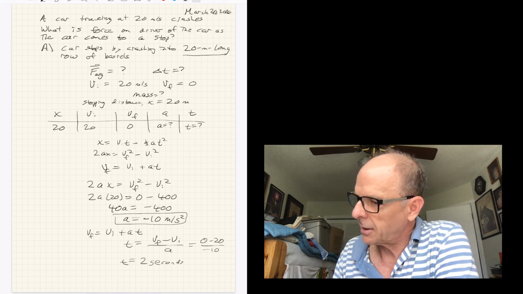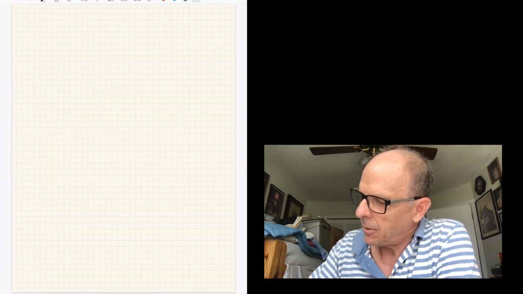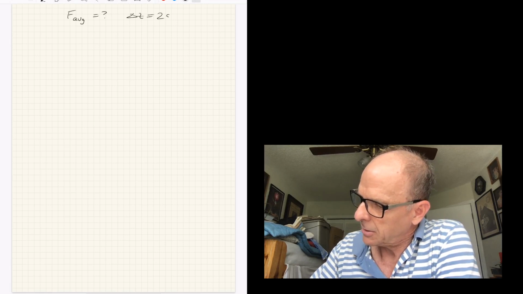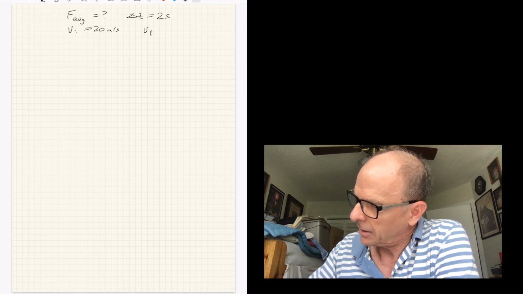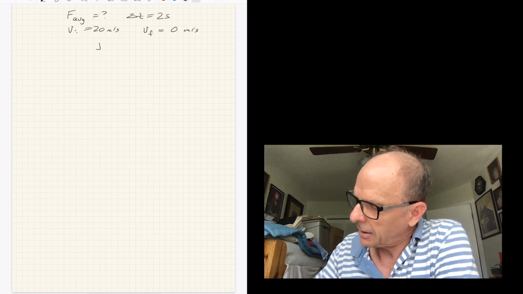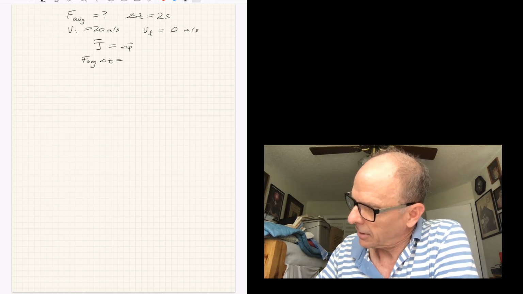So let's take a look at what we've got now. We are still looking for the average force, but now we know that the time is 2 seconds. We have an initial velocity of 20 meters per second, and a final velocity of 0 meters per second. If I want to use the impulse momentum theorem, that is J is delta p, or F average times delta t is m vf minus m vi.